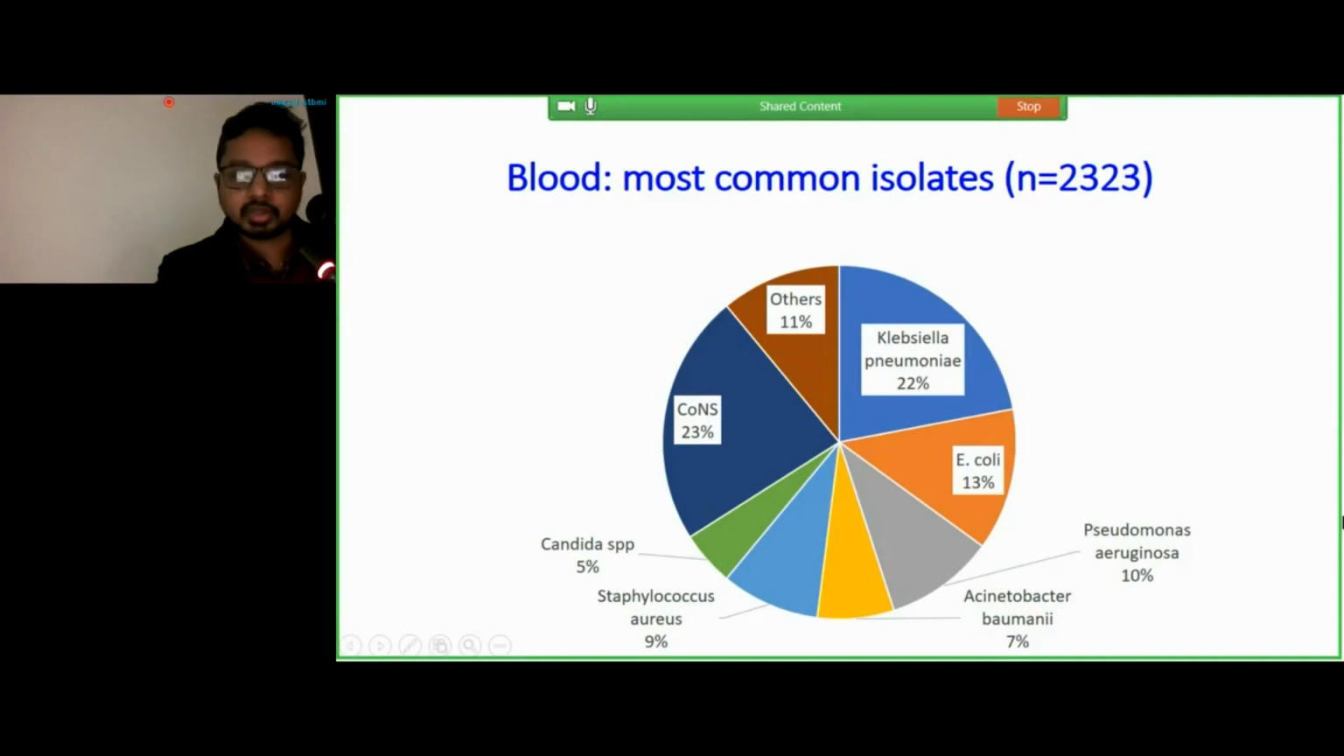The other gram positive, Staphylococcus aureus, is a pathogenic organism. Even a single isolate is significant. We isolated around 9% Staphylococcus aureus. Among the gram negatives, Klebsiella pneumoniae is the major pathogen, around 22%, followed by E. coli, 13%. Other non-fermenters like Pseudomonas aeruginosa were 10%, and Acinetobacter baumannii around 7%. Among the bacterial isolates, we also found Candida species, around 5% of candidemia cases, a significant cause of morbidity and mortality, especially in the ICU.